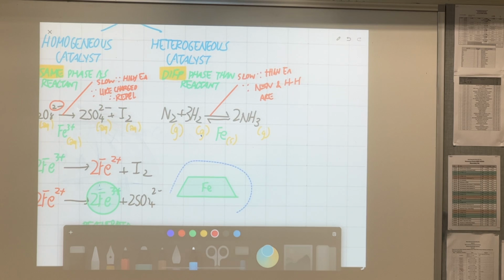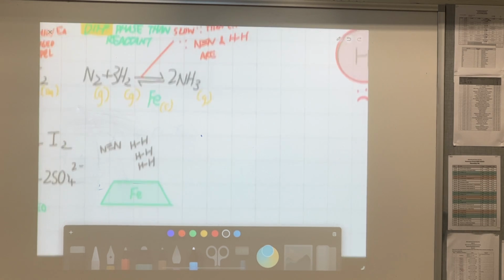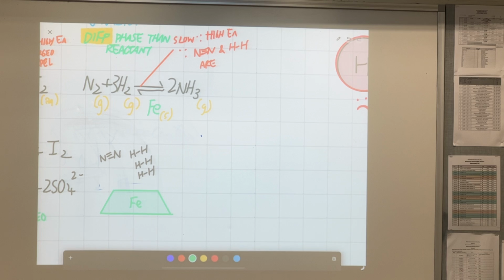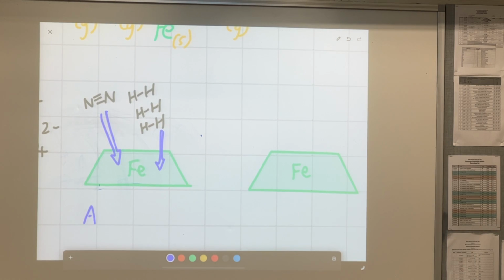But now, look at the Fe. When the nitrogen triple bond and the hydrogen single bond come over, they will be stuck on the catalyst in a process. So write down the name. This is a keyword. We call this adsorption. I know what I'm writing. This is not a typo. This is not a spelling error.